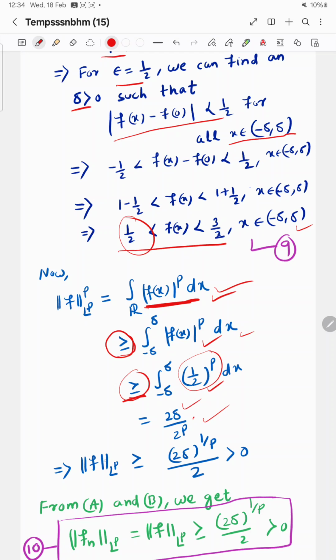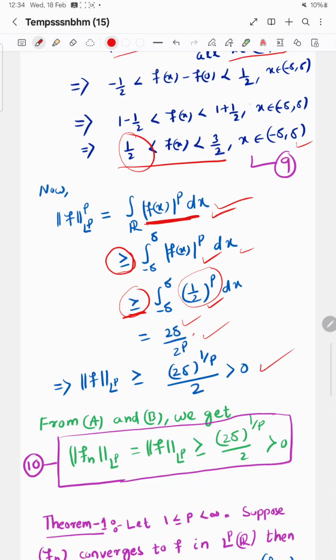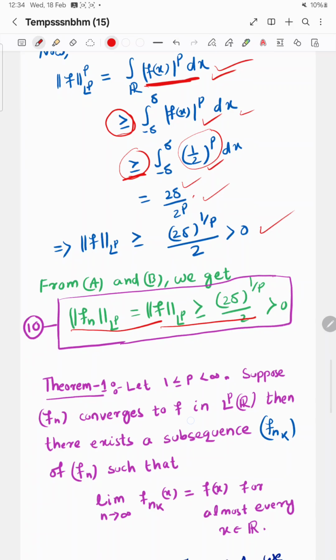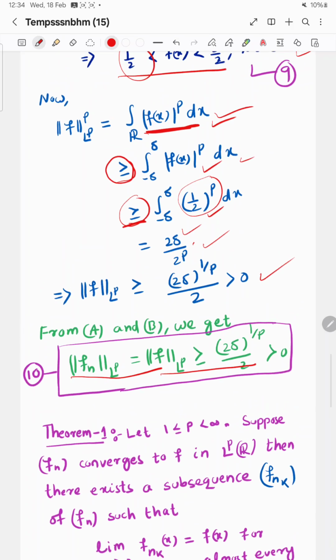If you take the 1 by p power on both sides, you will get this. So we established from a and b, from a it is coming this, and from b it is coming this. Therefore we established relation 10. And this relation will be used to prove that Fn will not converge to F for any p.